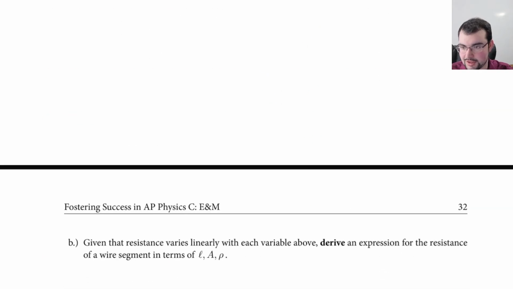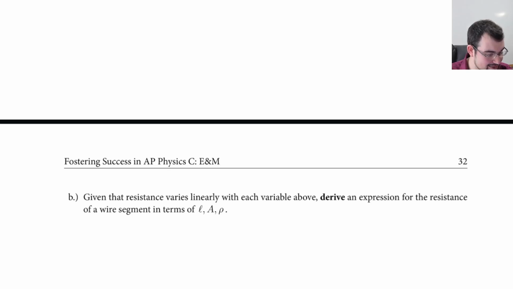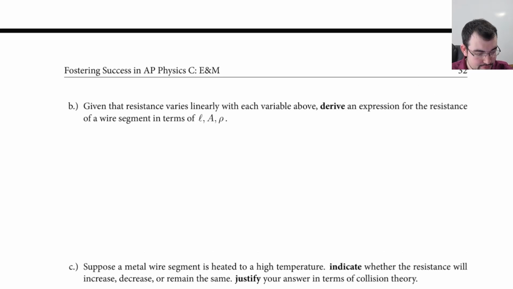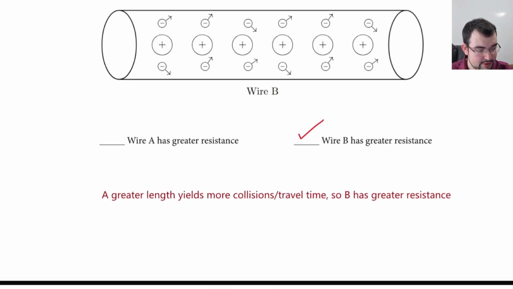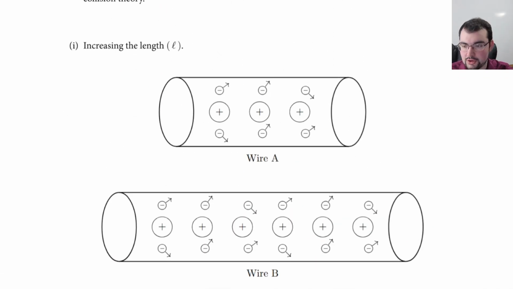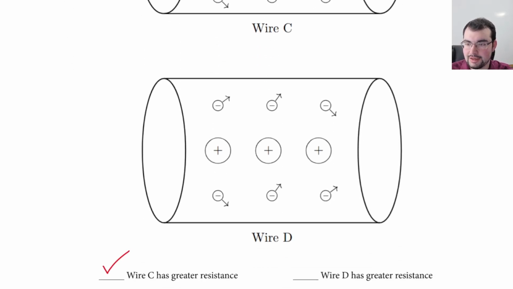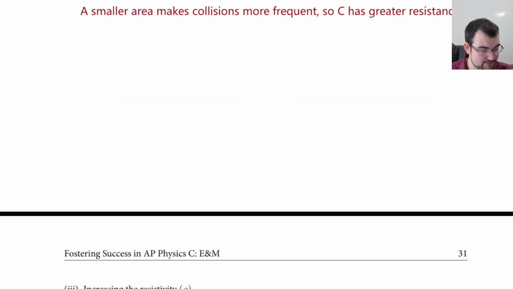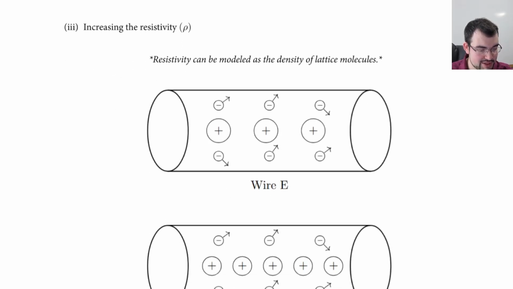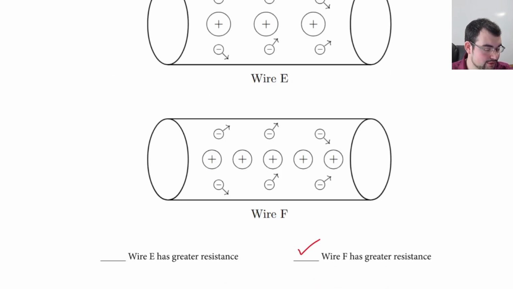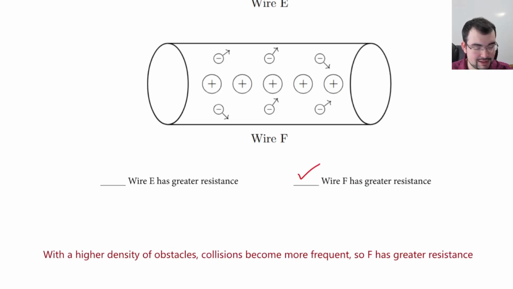So let's zoom out here because it's going to have us construct a formula given that it's a linear dependence. And it depends on only these quantities and there's no constants in front. So we said, if you have more length, you should have more resistance because it's going to take you longer to get to the other side. If you have more area, it's going to take you less time to get to the other side because you're not going to be bumping into people as much. And if you increase the resistivity, which is the obstruction density, that's also going to take you longer to get to the other side because you're bumping into things more.